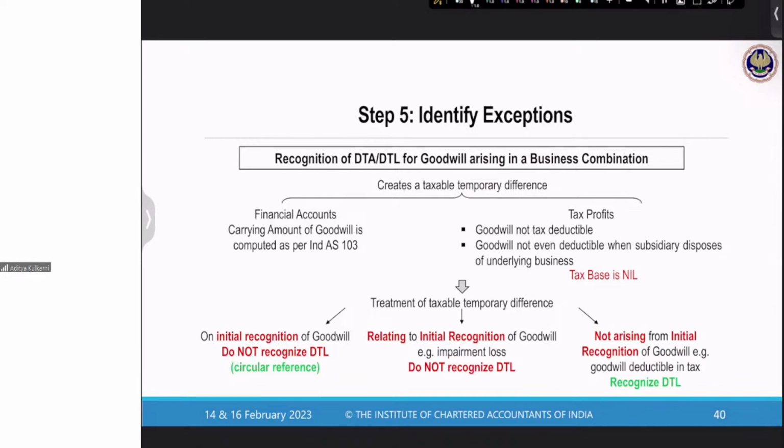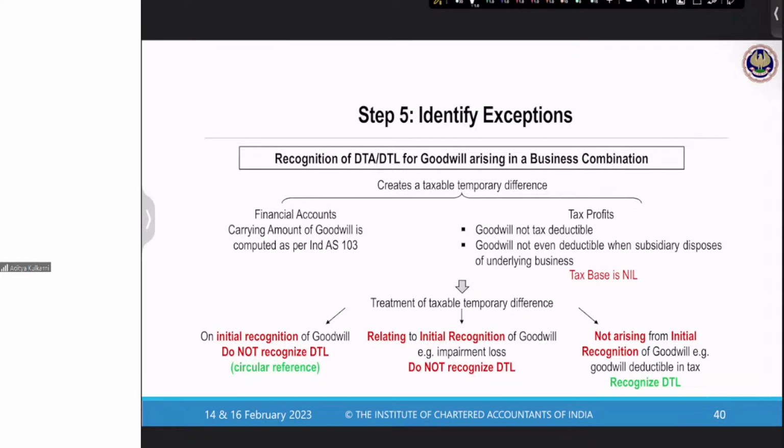Let us understand. The first case is recognition of deferred tax asset or liability for goodwill that arises in a business combination. I taught you Ind AS 103, that is goodwill. We all know why goodwill arises in a business combination. It is because the purchase consideration I have paid is higher than the identifiable net assets that I have acquired. The difference is your goodwill, which we take into the consolidated financials.